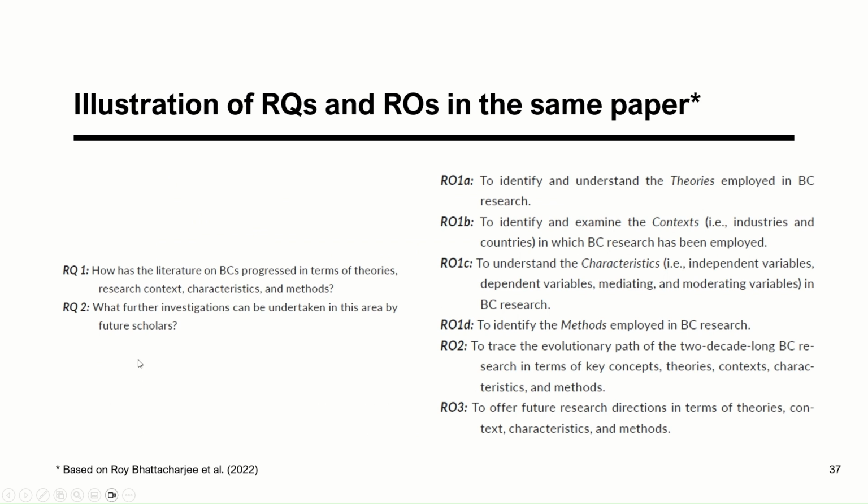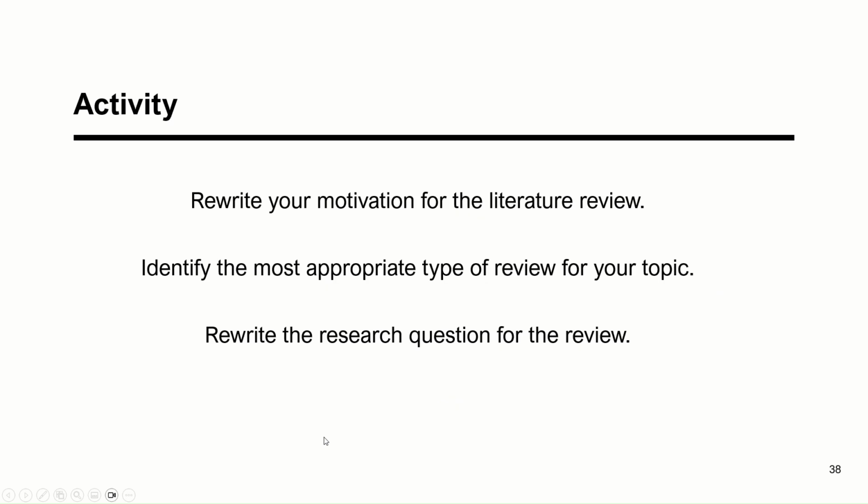Now, for example, over here, RQ1 and RQ2, there is a way in which you can actually map it out to the research objectives, and you can observe it closely. You will be able to see that because, for example, in RQ1, you're talking about theories, research context, characteristics, and methods. If you closely observe RO1A to RO1D, it talks about the TCCM, and you're identifying the methods, you're understanding the characteristics, so on and so forth.